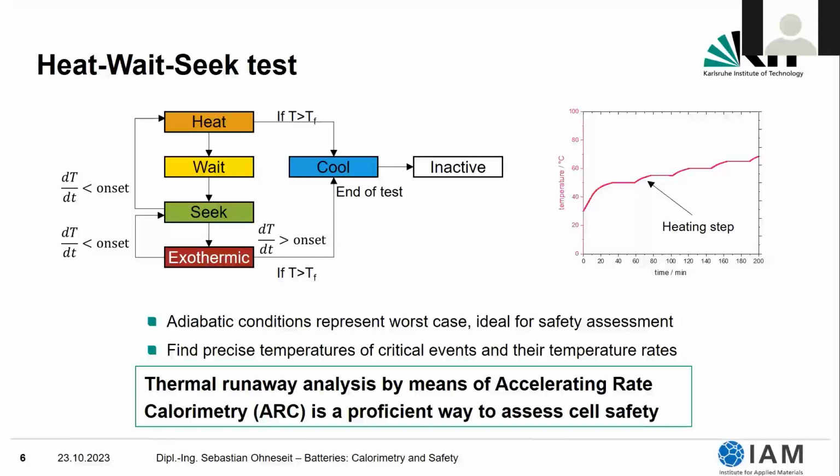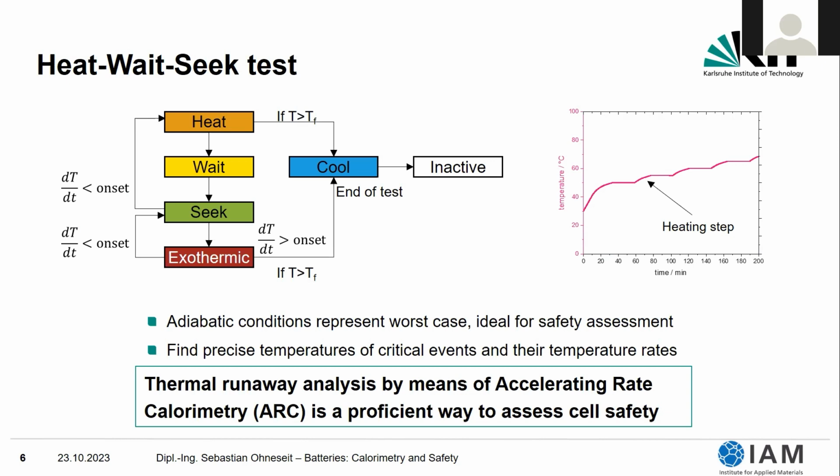And that means that the calorimeter will heat together with the battery, will provide nearly adiabatic conditions and drive the thermal runaway to even faster rates until the battery fire occurs. If the fire occurred, the cell will be cooled down and the test is stopped. And if during a seek step, no exothermal behavior is observed, the next heating step is followed by the waiting step until we finally get some exothermal behavior.